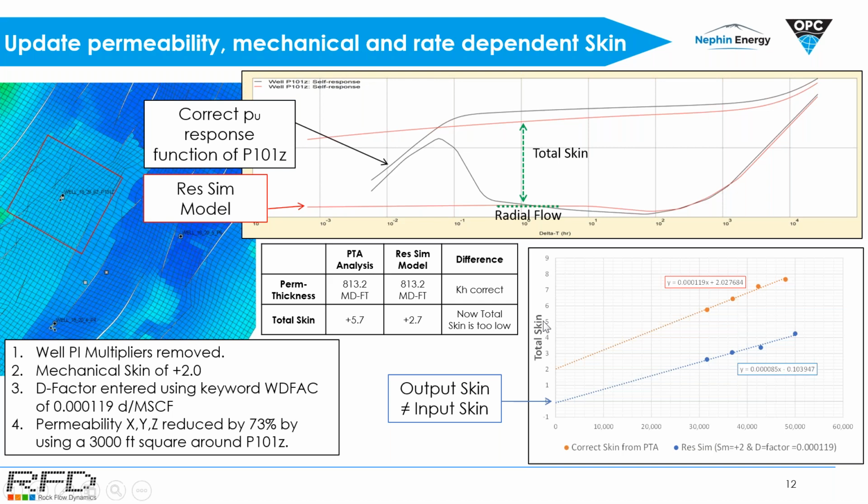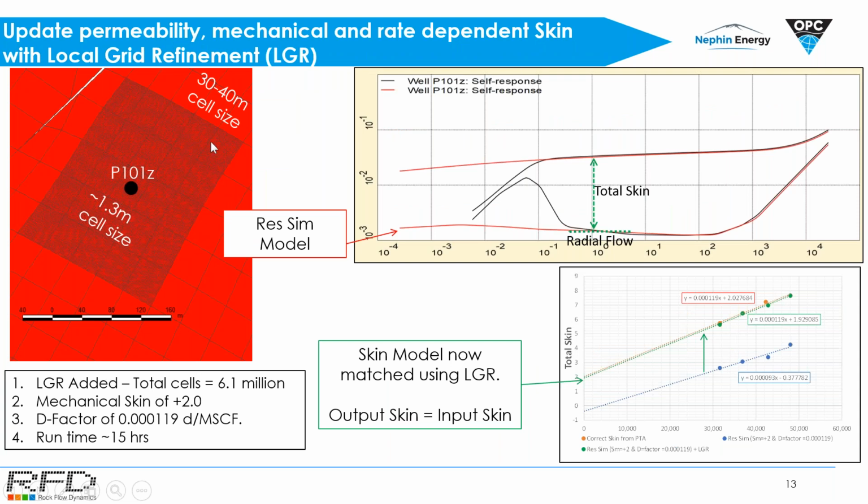So what I ended up doing was I added in an LGR, because this was a gridding effect. So here you can see my previous cell sizes were about 30 to 40 meters. And then I ended up putting a massive LGR in just to see how tNavigator again would cope, pushing it to the limit. So the cell sizes are now about 1.3 meters. But unfortunately, the runtime increased to 15 hours.